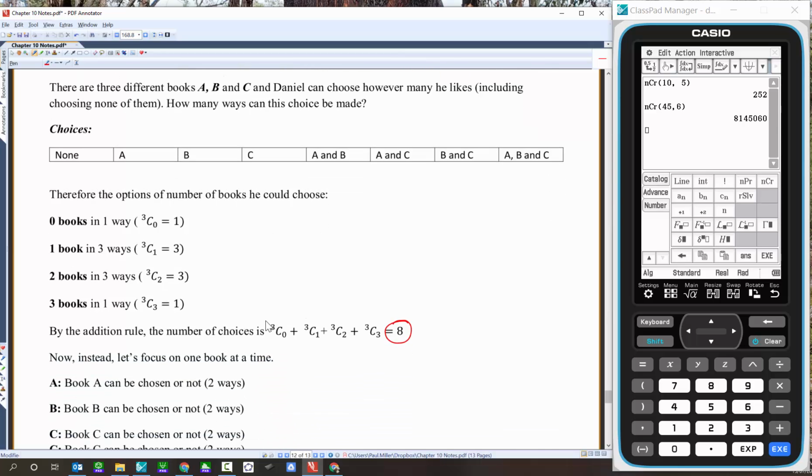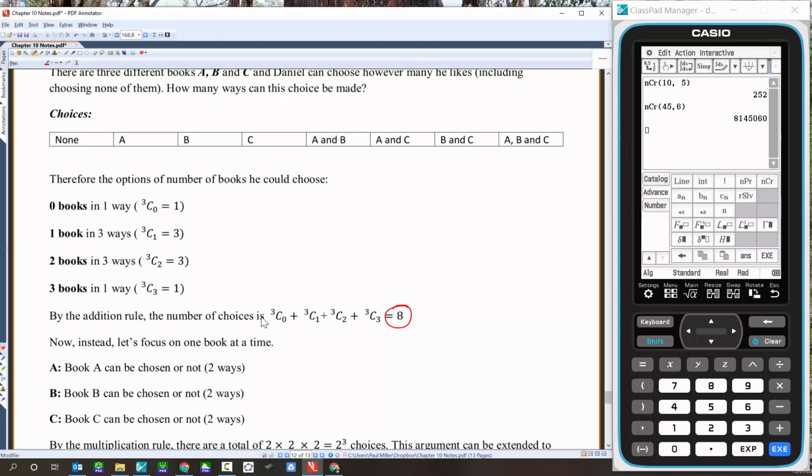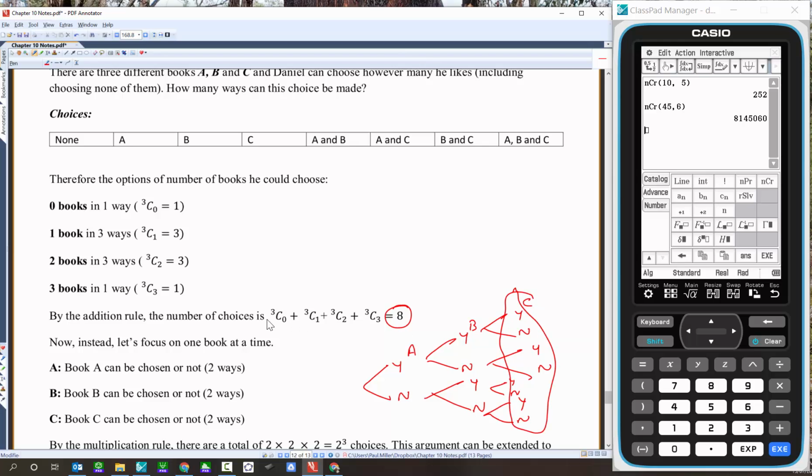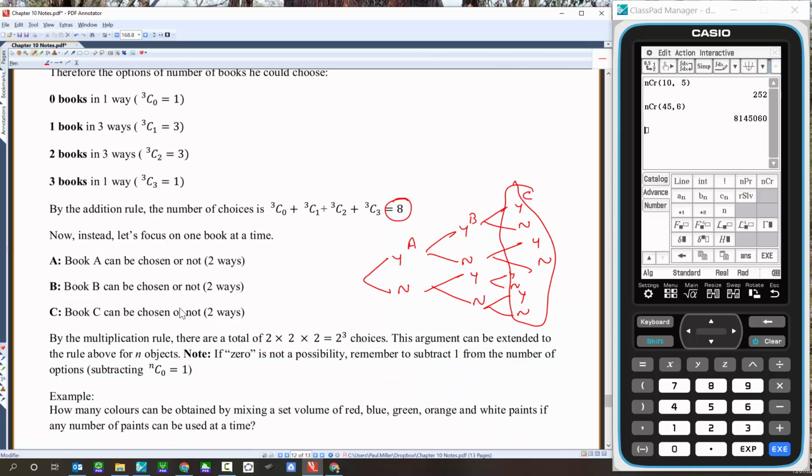But actually, let's think about it like when he chooses the books, it's not like he grabs all 3. The same thing could be done by choosing the books one at a time. So book A, yes or no. Book B, yes or no. And book C, yes or no. What we've got is 8 options. So either it can or it can't be done. So by the multiplication rule, there are a total of 2 times 2 times 2, or 2 to the 3 choices. So we can extend it to the rule above.